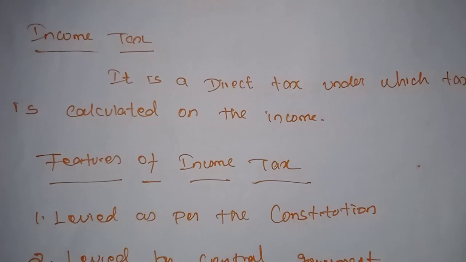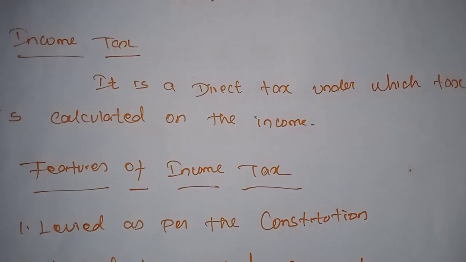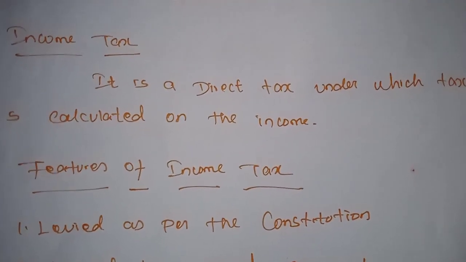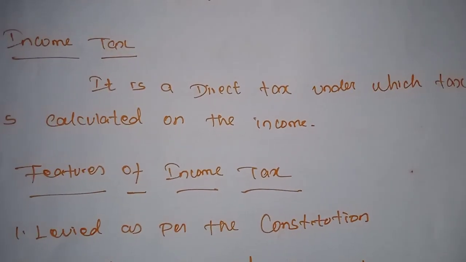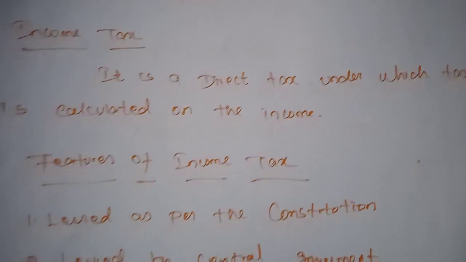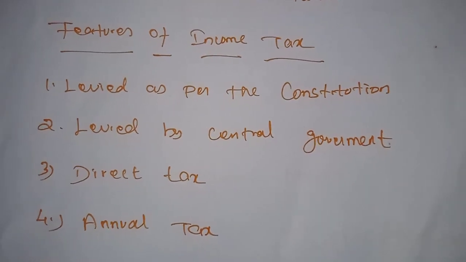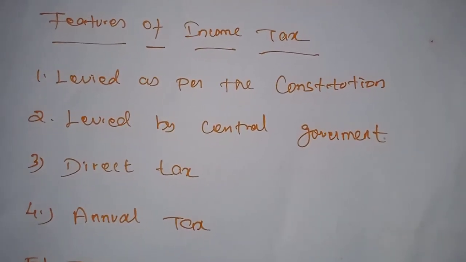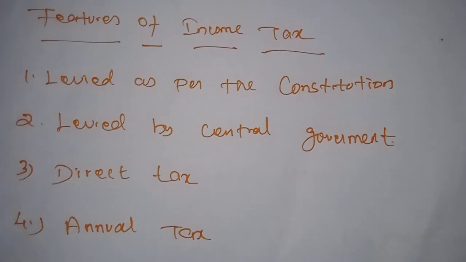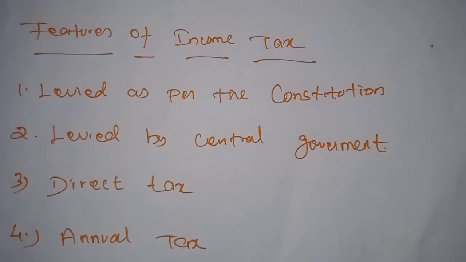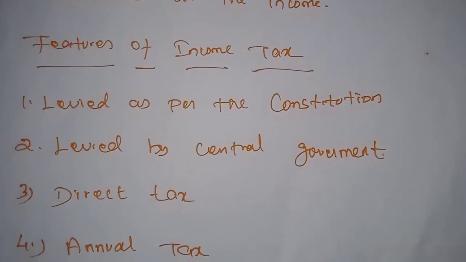Next, income tax. The income tax is a direct tax under which tax is calculated on the income, gains, or profits earned by a person, such as individuals and other artificial entities. The features of income tax. One of the features is levied as per the Constitution. The income tax is levied in India by virtue of entry number 82 of list 1 of the 7th schedule to article 246 of the Constitution of India.